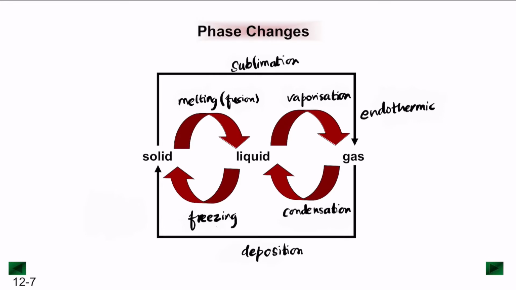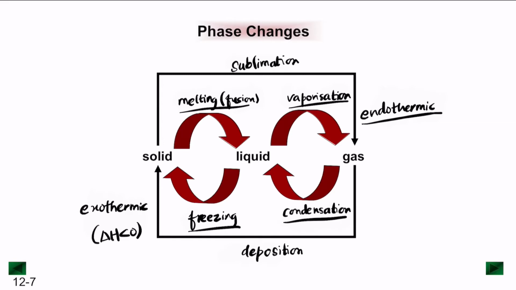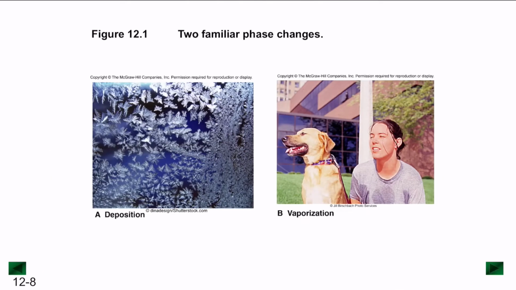So all of these processes above, melting, vaporization, all of them need energy for them to occur. But the reverse processes, condensation and freezing, both of these are exothermic processes because they release energy. Notice the phase change and the type of energy change that happens here. Because it's exothermic, delta H is less than 0. Because it's endothermic, delta H is greater than 0. But what does that delta H actually mean here?